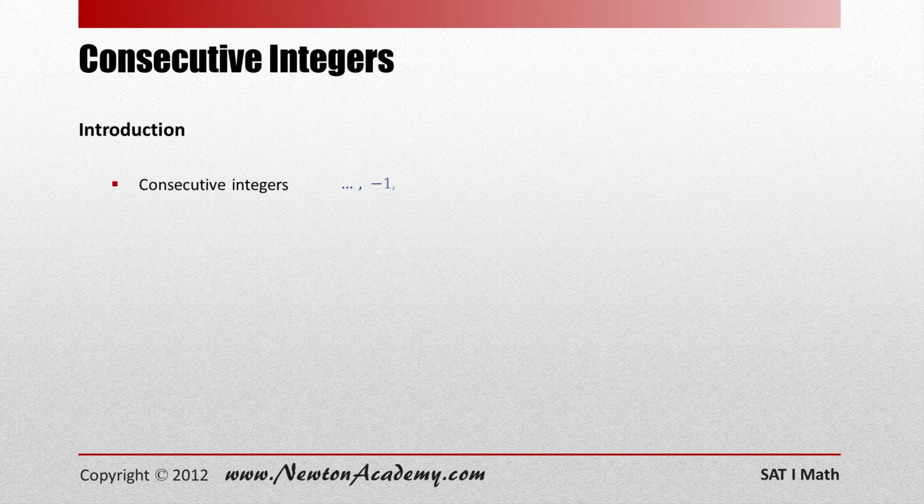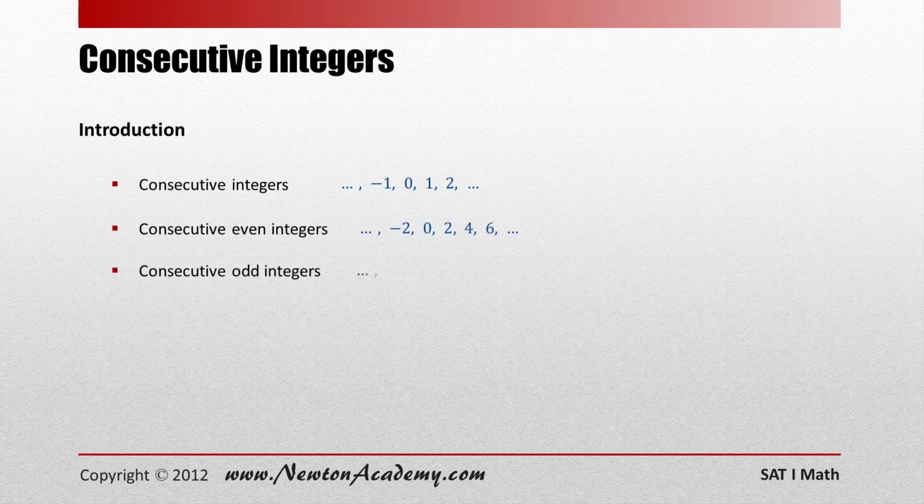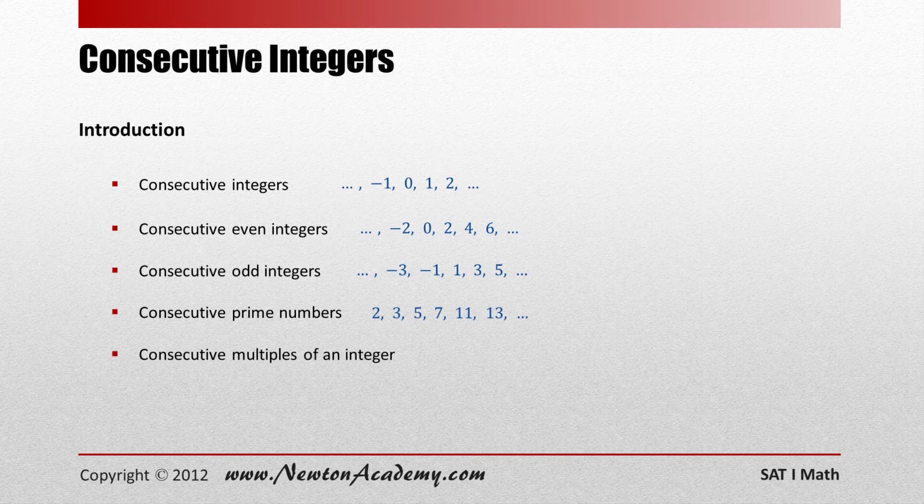Consecutive integers are as follows. And remember from lesson 1 that integers do include 0 and negative numbers. And consecutive even integers, consecutive odd integers, and consecutive prime numbers are like these. And for the consecutive multiples of an integer, well, I'll just give you an example. Positive consecutive multiples of 3 are these numbers listed here.